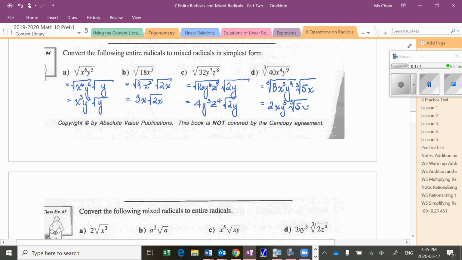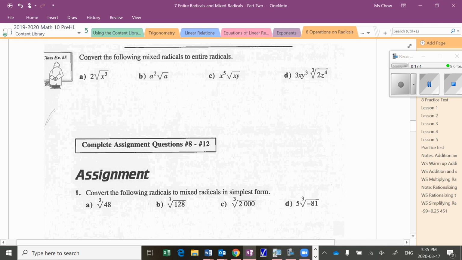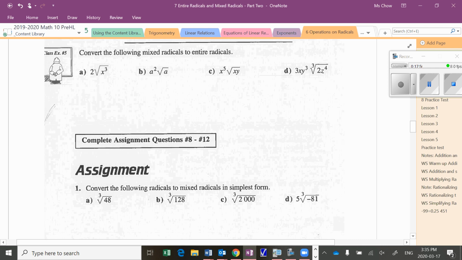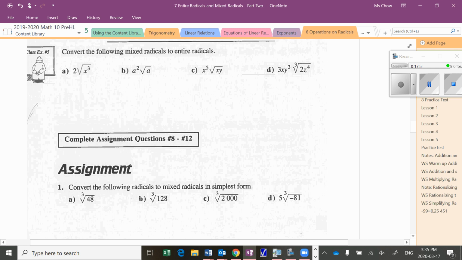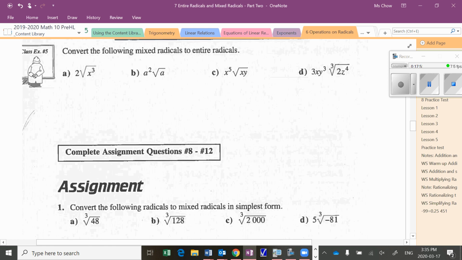Okay, last one. Very similar, except, oh, sorry, I should have read the question. It says to convert the following mixed radicals into entire radicals. So looking at A, the index is 2, so if 2 was under the radical, that would be the same as the square root of 4, and that is going to be multiplied by the square root of x cubed, so that is then the root of 4x cubed.